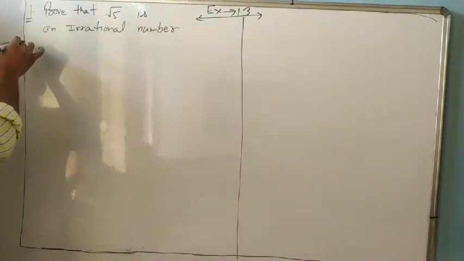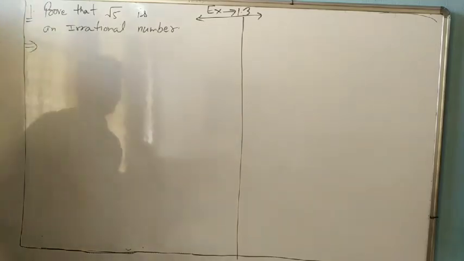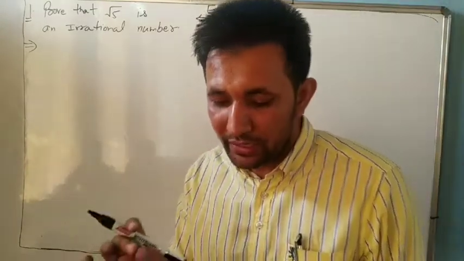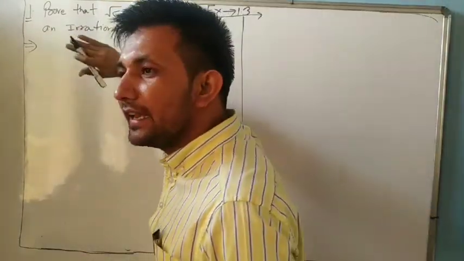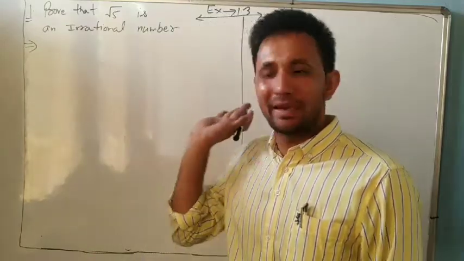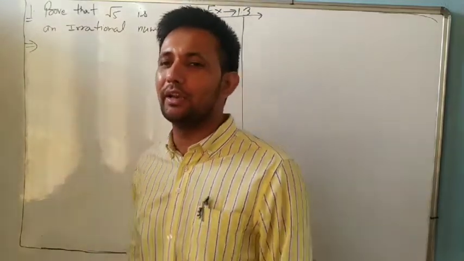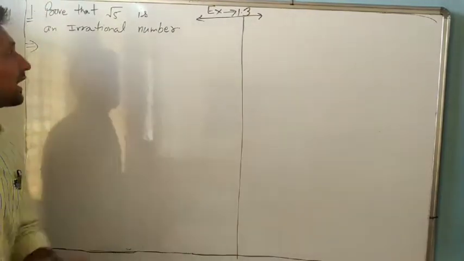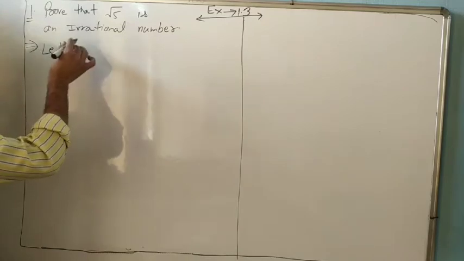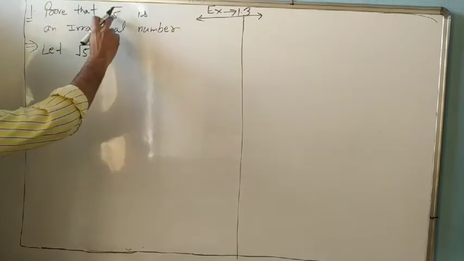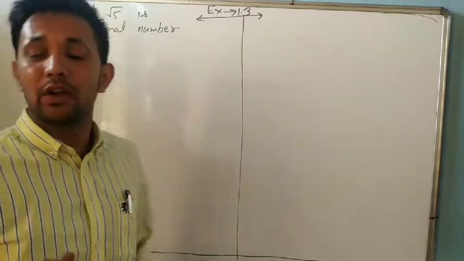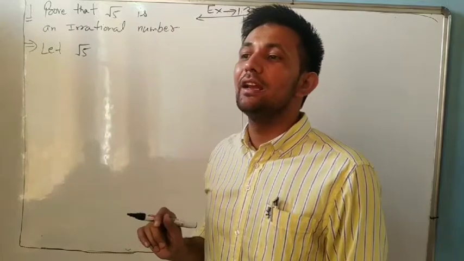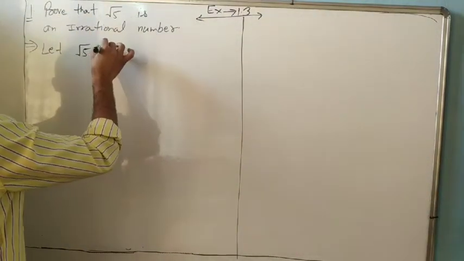So look at what we will do. In every question of 1.3, we want to prove that the number is irrational. Now everyone knows what is irrational: a number which cannot be written in P by Q form. So in every question, the first step is that we will start by supposing, let this number be a rational number. We will suppose that it is not irrational. Let root 5 be a rational number.